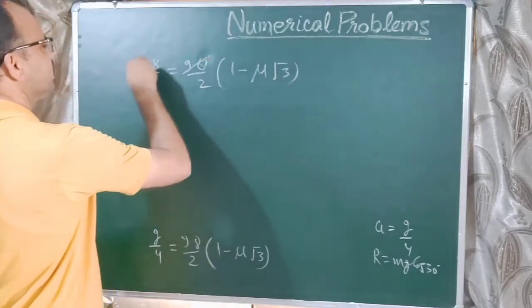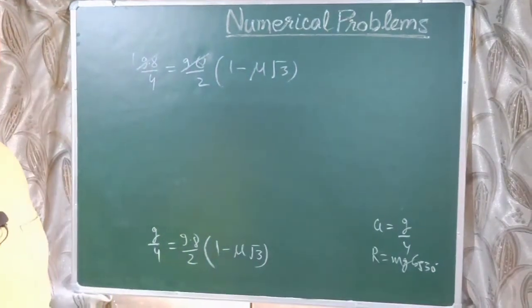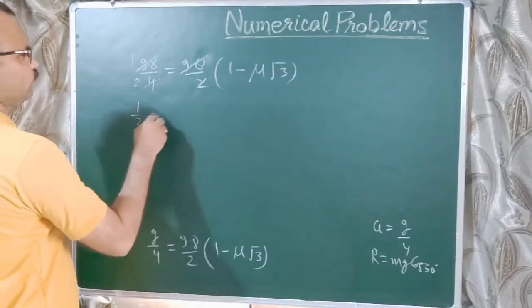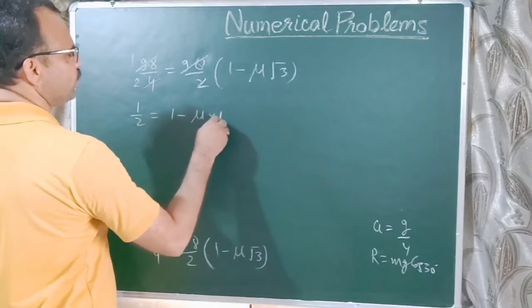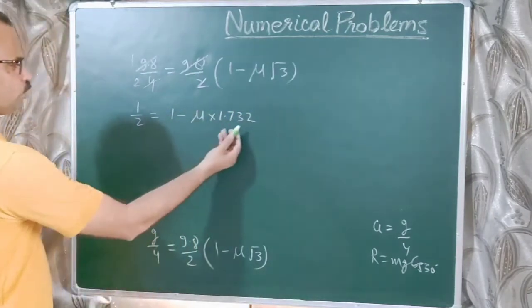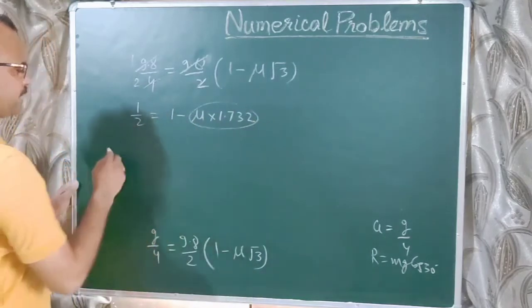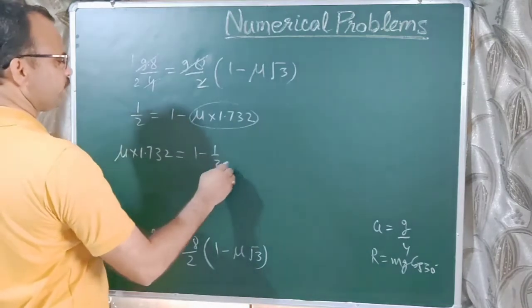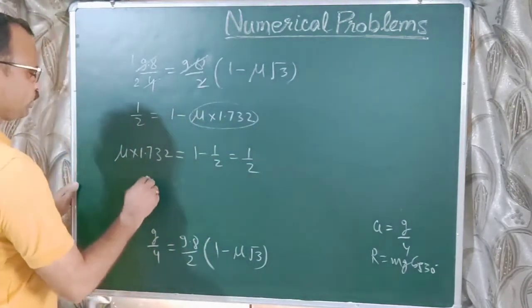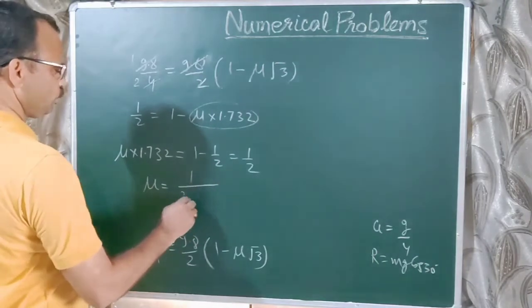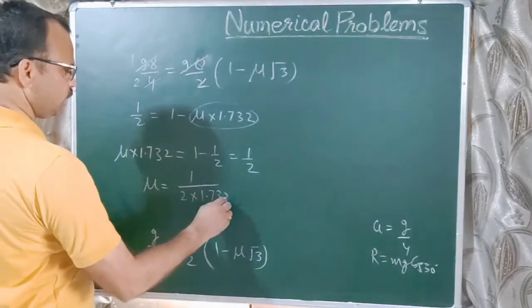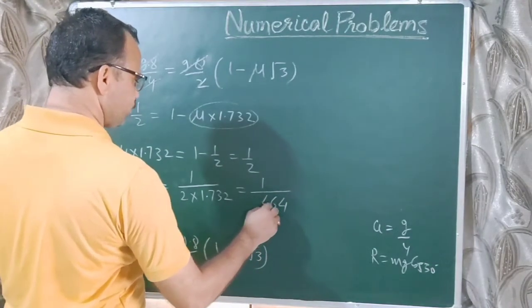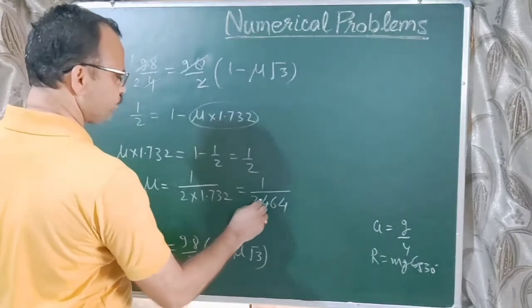Now 9.8 cancels, and 2 goes into 4. It means 1 by 2 equal to 1 minus mu into 1.732. So move this term to the left side. So mu into 1.732 equal to 1 minus 1 by 2, which means 1 by 2. So mu equal to 1 upon 2 into 1.732. Now we multiply 2 into 1.732.